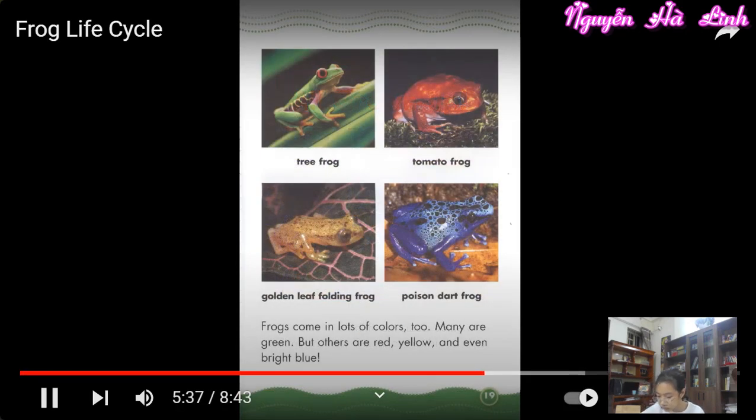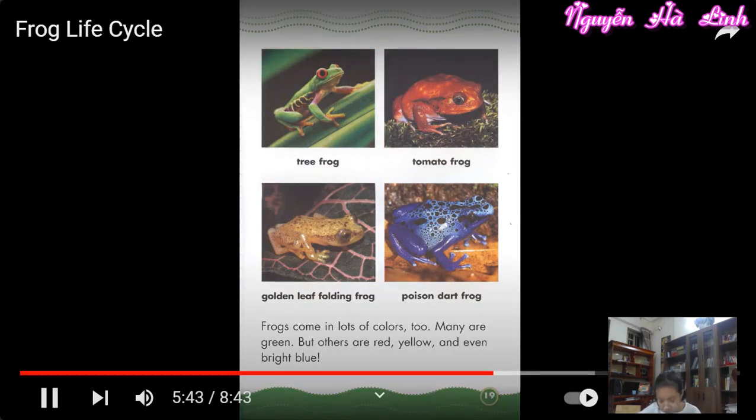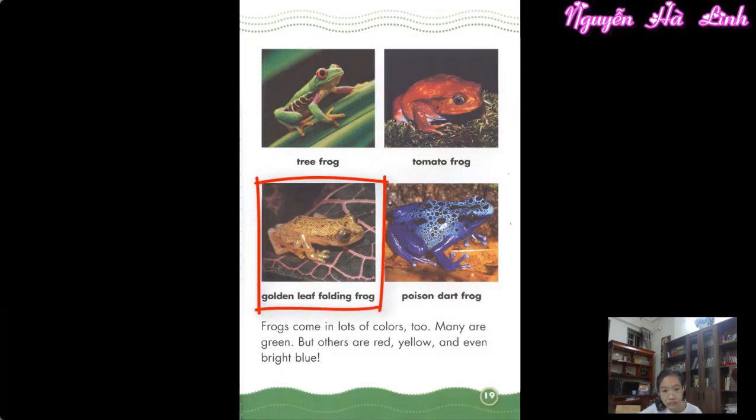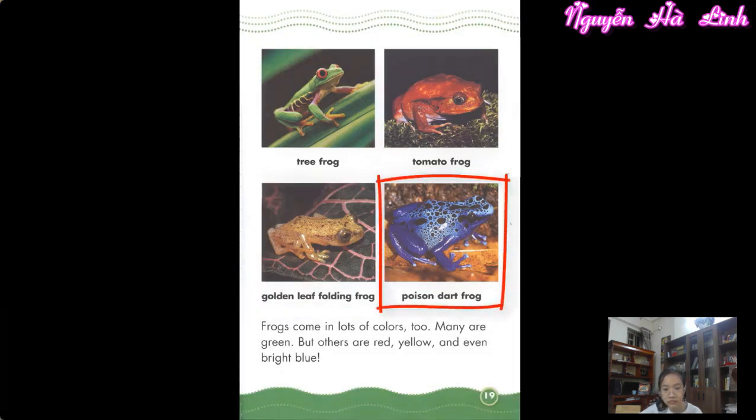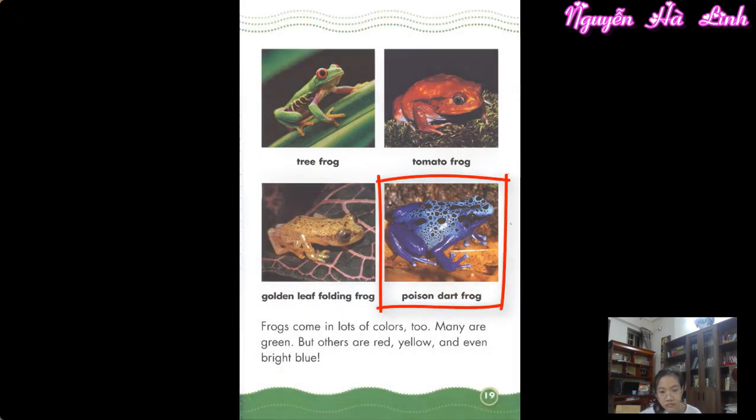On this page there are 4 different kinds of frogs. There's the tree frog, which we have here in Ohio, even on our school grounds. The next one is the tomato frog because it really does look like a tomato. The golden leaf folding frog. And the next one is the poison dart frog. I think he's the prettiest of them all, but he is the most dangerous.